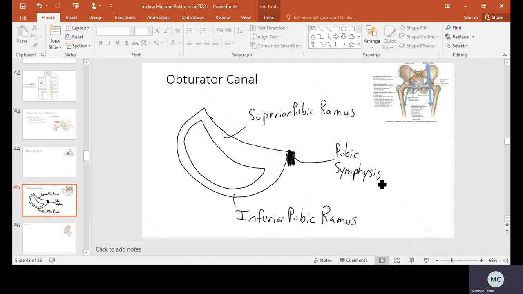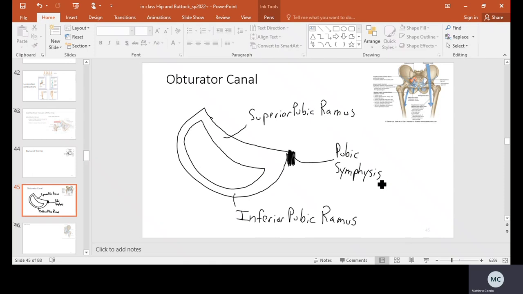It's going to be deep to all those deep lateral rotators. I will be able to see obturator internus. Just understand and realize that the nomenclature is based on those muscles and how they insert onto the obturator foramen.